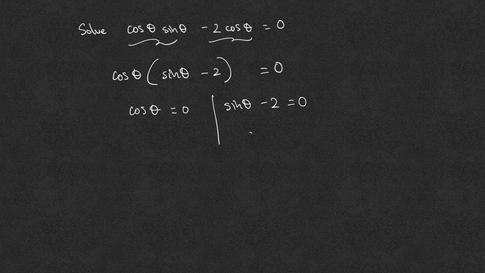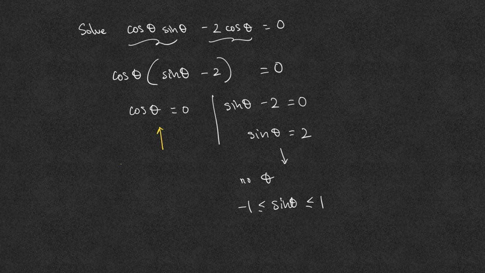On the right-hand side, sine of theta equals 2, which means that with this equation, theta cannot be found. There is no such theta because sine of theta is a number that is always less than or equal to 1. So we end up with only one good equation, cosine of theta equals 0.